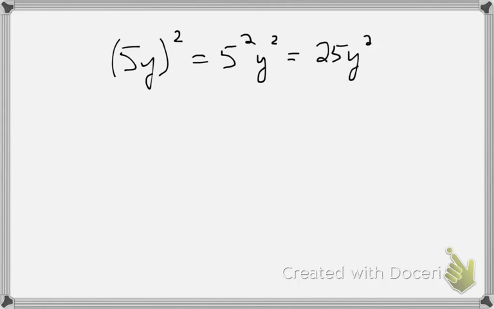So example. If I have 5y all squared, what's that going to be? Five squared y squared. And what is 5 squared? I was hoping for better confidence on that one. You guys are suspicious.